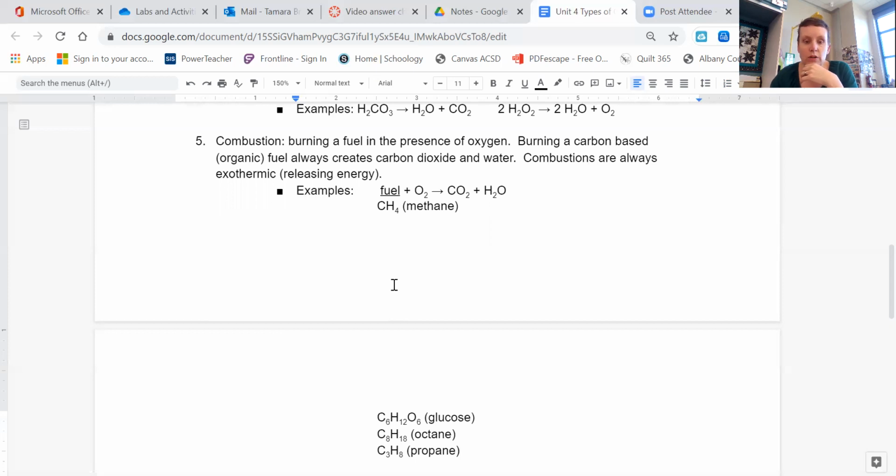But it doesn't matter which of these things, or there's plenty of other carbon-based fuels, that would be inserted right here. You add oxygen to it, it's going to make CO2 and water. You might need a little bit of an activation energy, like when you strike a match, okay, just to get it going. But once it's going, it will burn, okay?